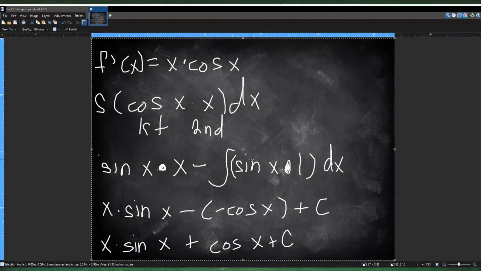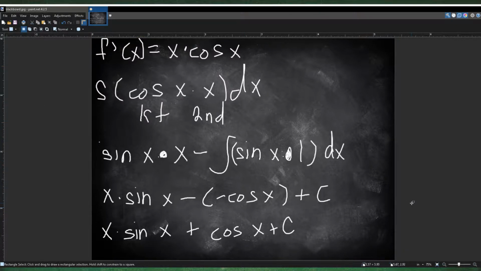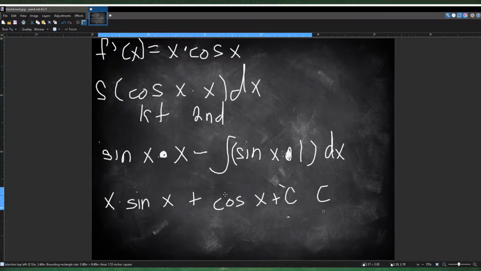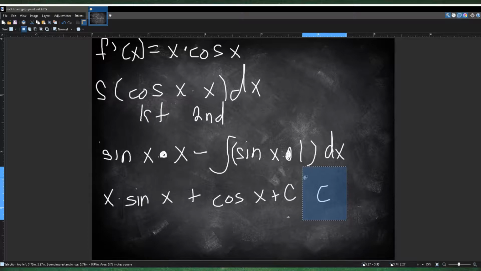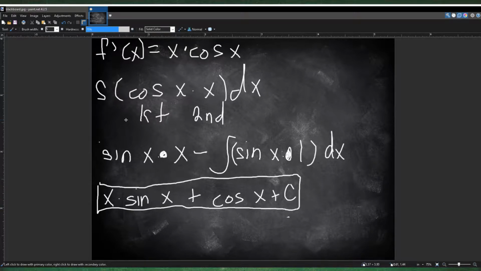So we could always check to see if this is true. Let's actually move this up a bit, and then I could just delete this part. That's fine. So let's just prove this. So this is the answer. But a good way to prove it is just do the derivative and check if it's right.